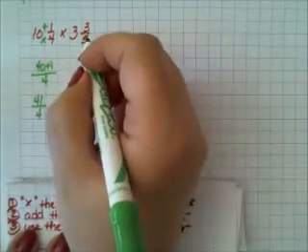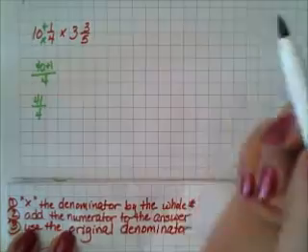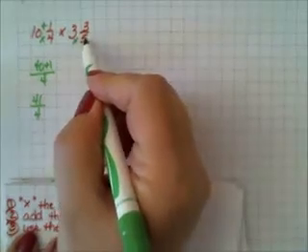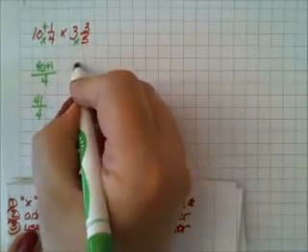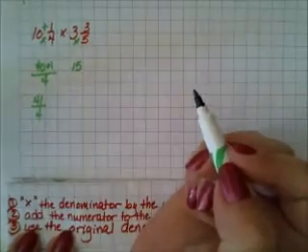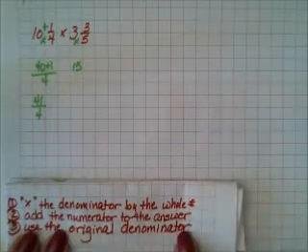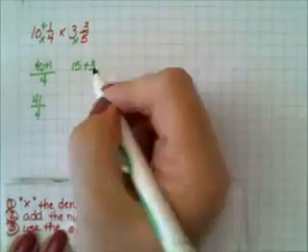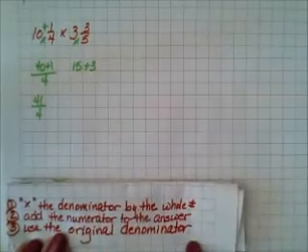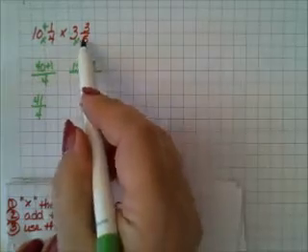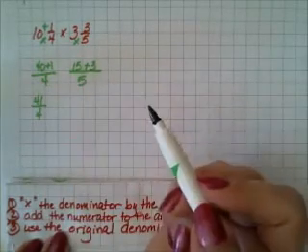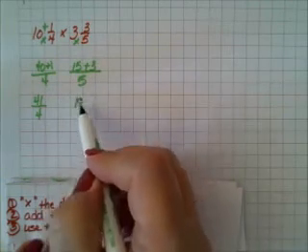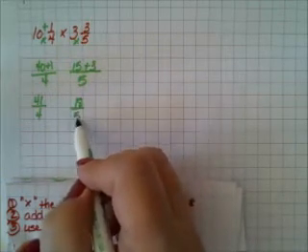So let's try this one over here. Multiply the denominator by the whole number. So 5 times 3 is 15, right? Then add the numerator to the answer. Our numerator is 3, so let's put that up there. Use the original denominator. Our denominator is 5. So now 15 plus 3 is 18, and put our denominator of 5.